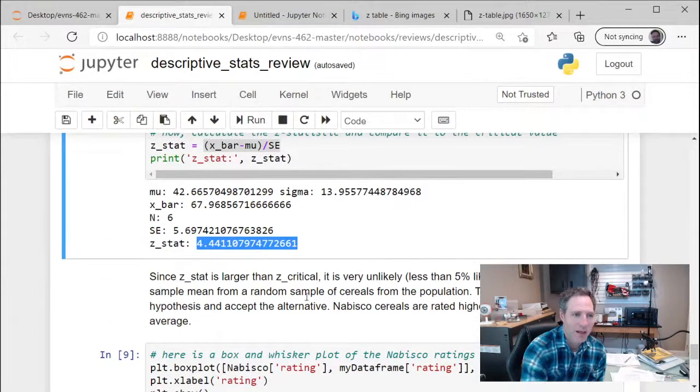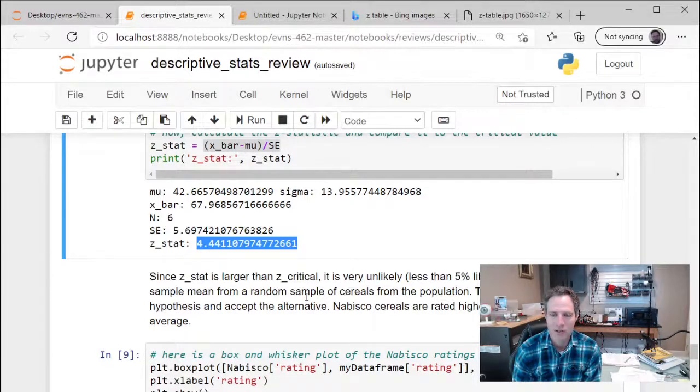So that means it's very, very unlikely, much, much less than 5% likely, that we would get this sample mean from a random sample of cereals from the population. All right, it's very unlikely that this difference that we're seeing between 67.968 and 42.665 is just due to random chance. So therefore, we reject the null hypothesis and accept the alternative, that this difference we're seeing is real.